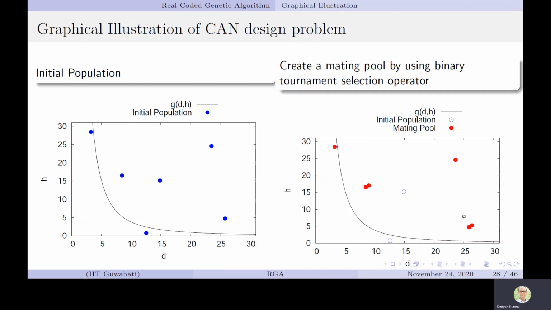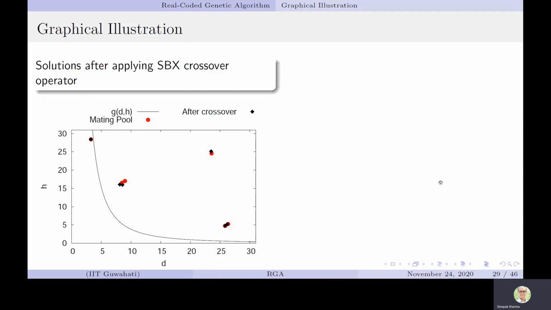Now you can see these 2 red dots. This means these solutions get 2 copies. Other red dots are selected, but the blue circles without a color are the solutions which are deleted. So these red dots will make a mating pool for crossover. Now in the crossover operator, we remember that we select 2 solutions and apply the SBX crossover operator. These black dots are the solutions which are generated after the crossover operator.